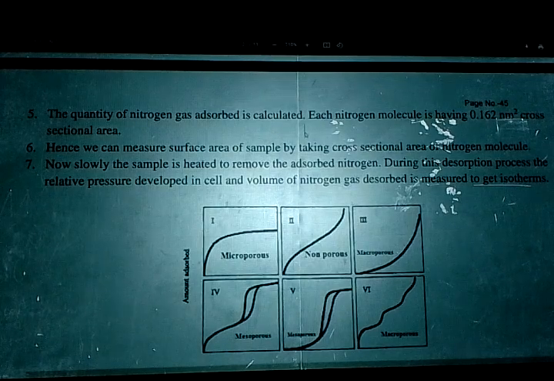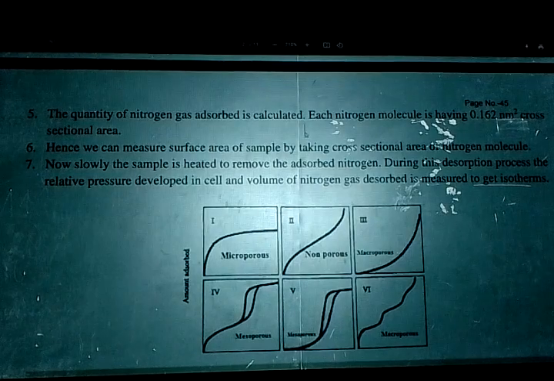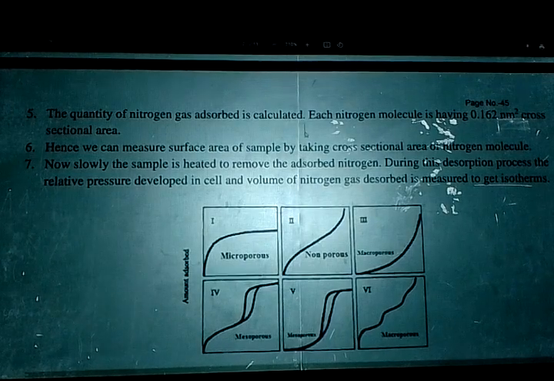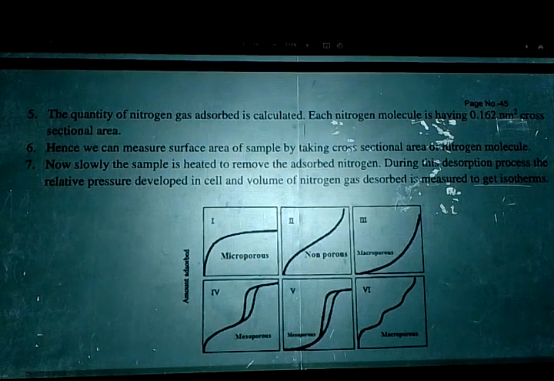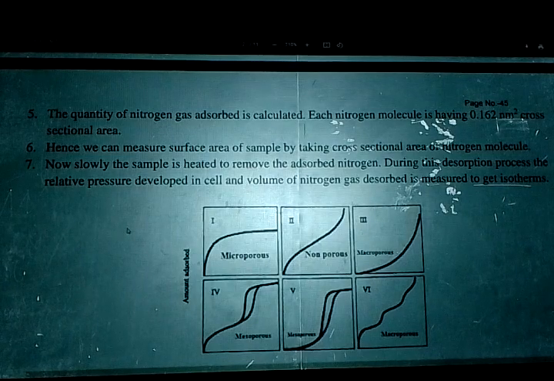And next, each nitrogen molecule is having how much cross-sectional area? 0.162 nanometer square. Hence, we can measure the surface area of the sample. As we know the area of nitrogen, now we can measure the surface area of the nanoparticles sample. Understood? Yes? By taking the cross-sectional area of the nitrogen molecule. And now slowly the sample is heated. Now it is adsorbed, right?